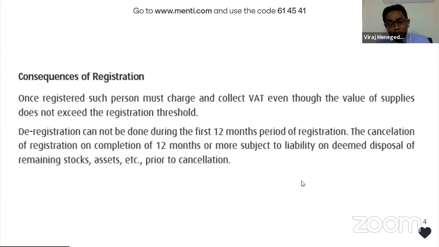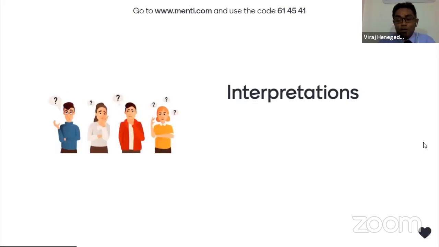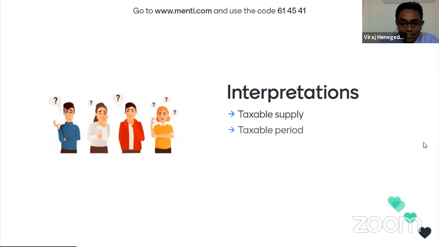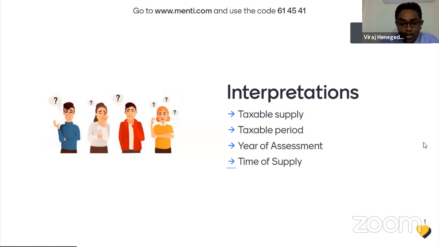But for your exam purpose, basically what you need to understand is the threshold, and that during the 12 months period you can't apply for the deregistration. Right, we'll move to the next slide. Interpretation. I'm going to discuss interpretation with regard to what is meant by taxable supply, taxable period, year of assessment, and the last one, time of supply. These are the four basic things that I want to discuss with you.